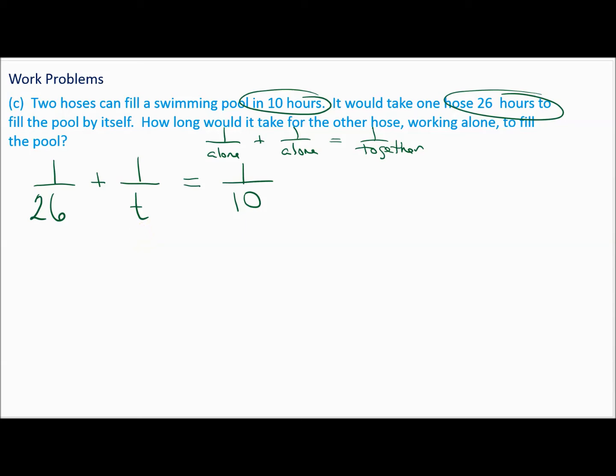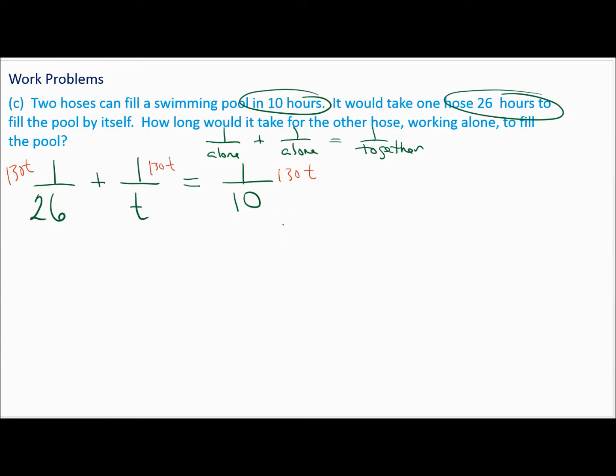So remember, the plan is I'm going to multiply by 130t, or 260t if you prefer, times every term. So notice that's 130t times 1 over 26, 130t times 1 over t, 130t times 1 over 10. And I'm going to simplify.